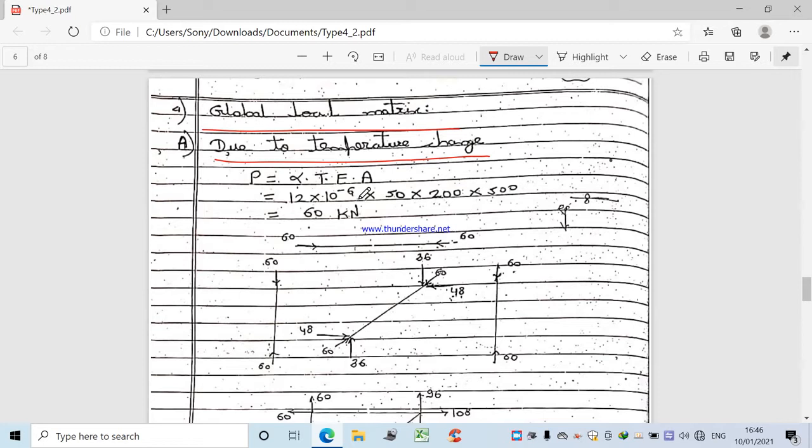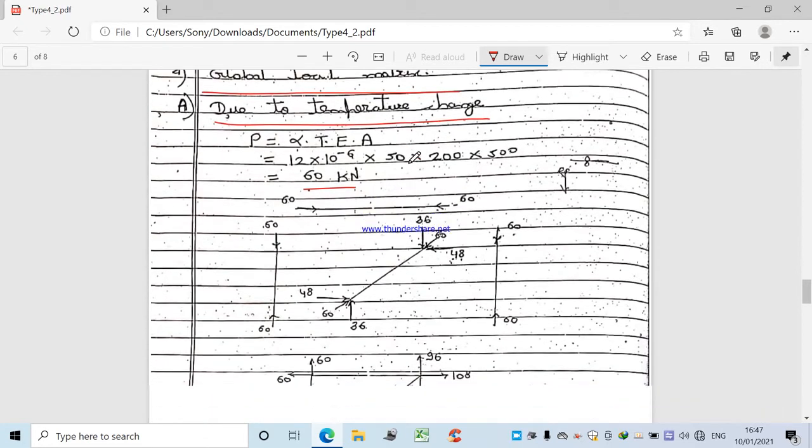One thing I would like to say in this regard is that many times in the numerical the alpha value is not given. In that case you have to use or assume this value, alpha 12 into 10 to the power minus 6. Then T is given as 50 degrees, E is given as 200 and A is 500. So P is equal to 60. So 60 kilonewton force will be applicable because of the temperature change.